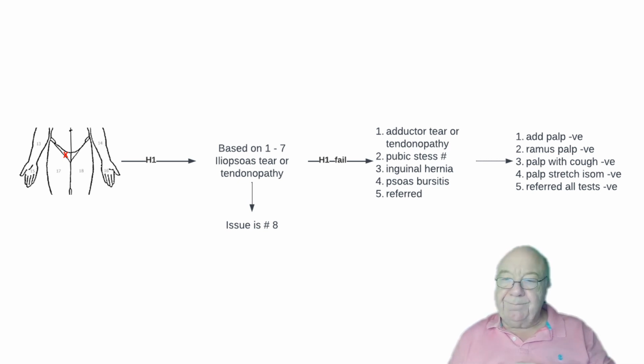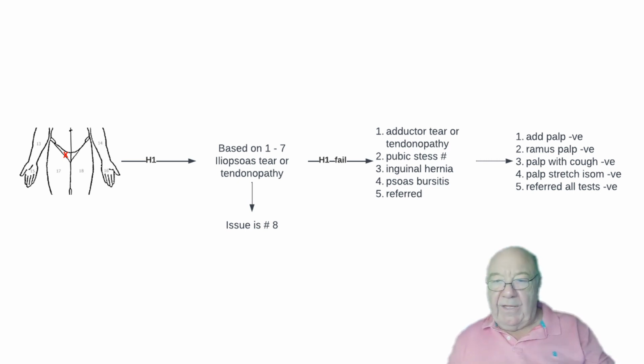So what I would do then is, if everything was negative and I'm still thinking it could be an inguinal hernia, I'll do PAs all over the spine, into the SI joint. I'd palpate as much of the lower abdomen as I could. And if all that was negative, I think it's got to be a visceral issue, such as an inguinal hernia.